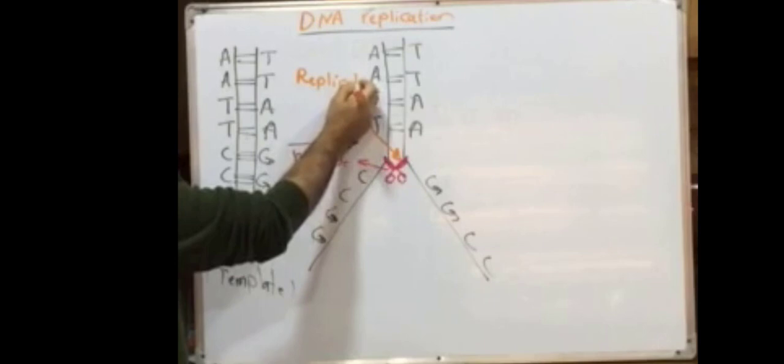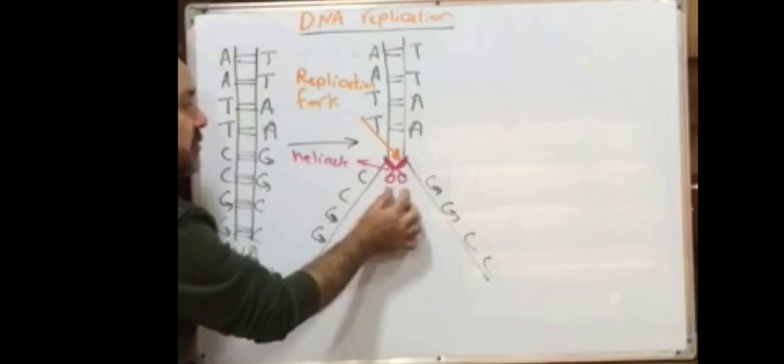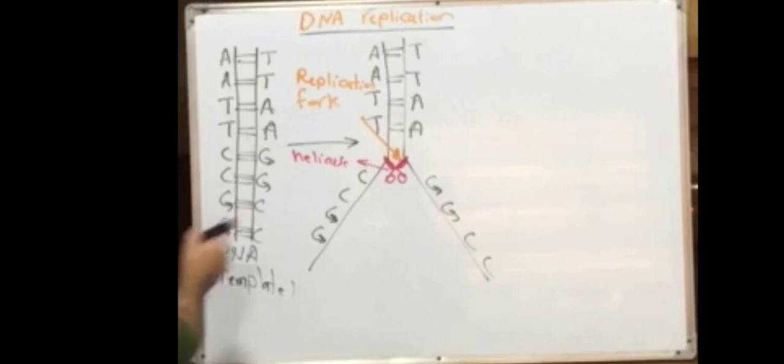This position where the helicase works is called the replication fork. The replication fork is the region where the two DNA strands separate from each other, where the helicase breaks down hydrogen bonds and separates the two strands of the DNA from each other. That is the first step of DNA replication.